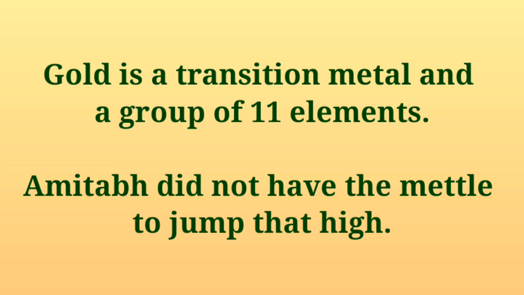Now look at the sentences. The first is, gold is a transition metal and a group of 11 elements. Now okay, you should remember this statement as it will help you in your chemistry. The second is, Amitabh did not have the mettle to jump that high. So here it means that he did not have that courage to jump that high.